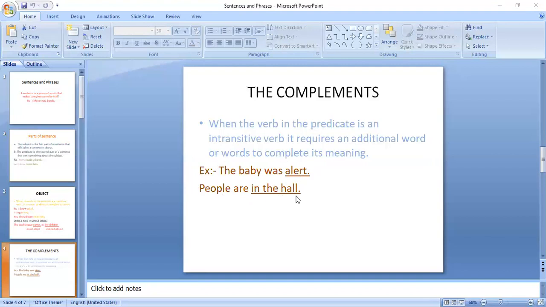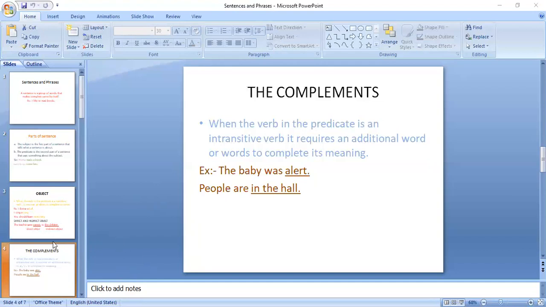People are in the hall. If I say people are, this verb are is an intransitive verb. The verb itself is not completing the sentence, so it needs some other words to complete it. That is, in the hall. Now the sentence is complete and it gives us a complete meaning. This is all about complements.